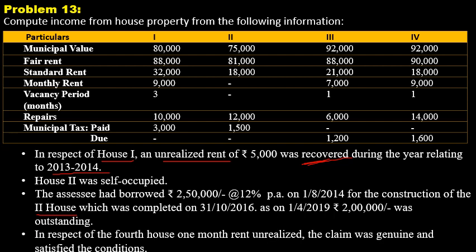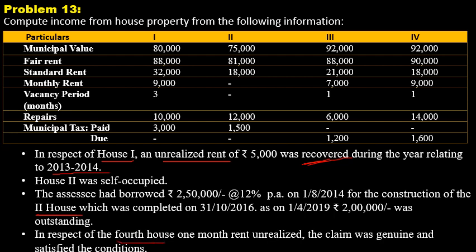So there is a loan amount for the second house: loan borrowed rupees 2,50,000 at 12% per annum, borrowed on 1st August 2014. With the help of these details, you have to calculate interest on loan, and that is only for the second house. And the next point is, in respect of the fourth house, 1 month rent unrealized; the claim was genuine and satisfied the condition. So this statement is related to the fourth house.